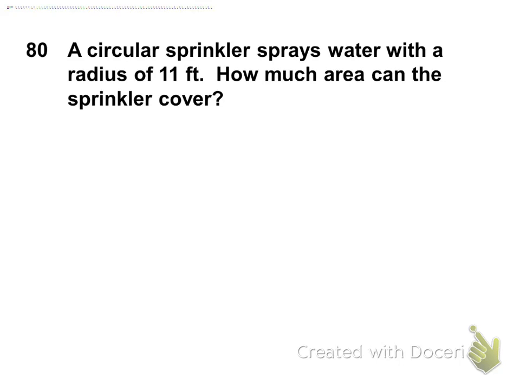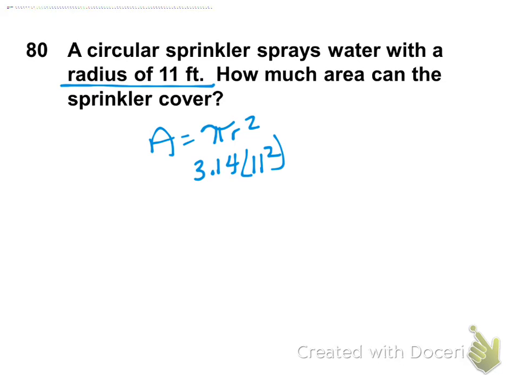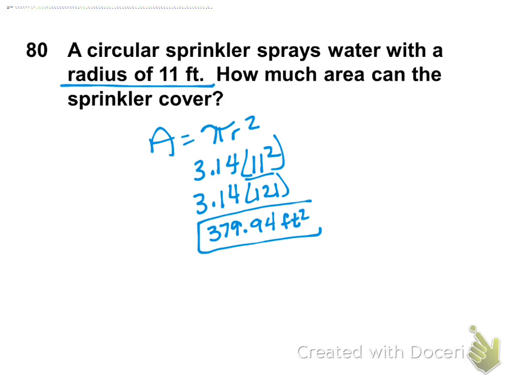Okay, now that you've had a few minutes, so for this problem they give us that the radius is 11 feet. So again, my area equals pi r squared. Pi is 3.14. My radius is 11 squared. So 11 squared is 121. After I do all of my beautiful math showing my work, I should have 379.94 feet squared. Remember, you are not allowed to use calculators. This should all be done by hand.